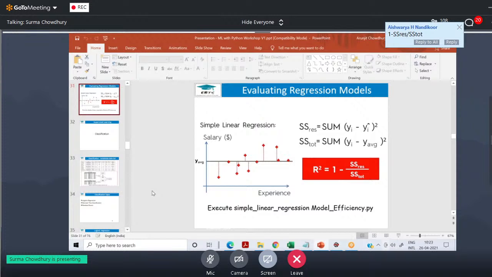Do you remember this slide? R2 is 1 minus the sum of square residual divided by the sum of square total, where the sum of square residual is the sum of yi minus y predicted, the whole squared. So what is this called? SS residual. And remember I talked to you about a term which we have to minimize in a regression model. What was this called?